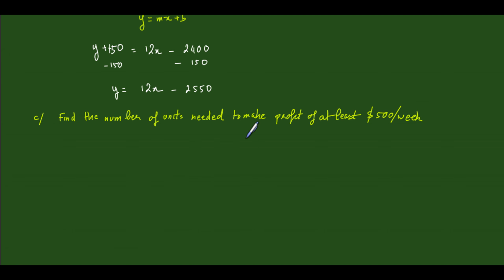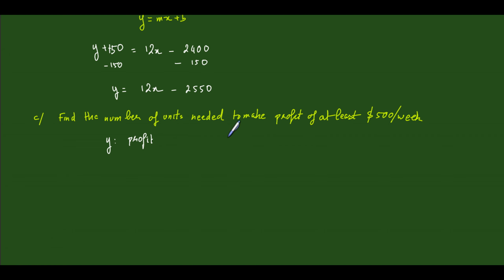Because the profit is the y variable, it's the dependent variable. It depends on what? It depends on the number of units sold, right? So in order to find the number of units needed to make a profit of 500, y is the dependent variable. So y is profit. It means the amount of money you make based on a certain number of units sold.